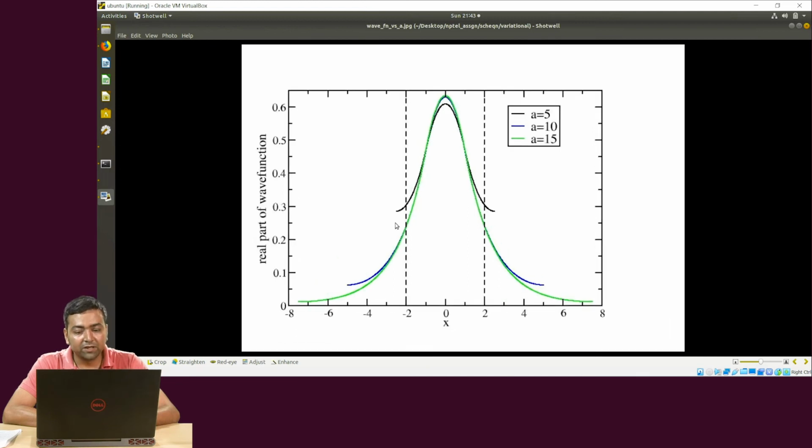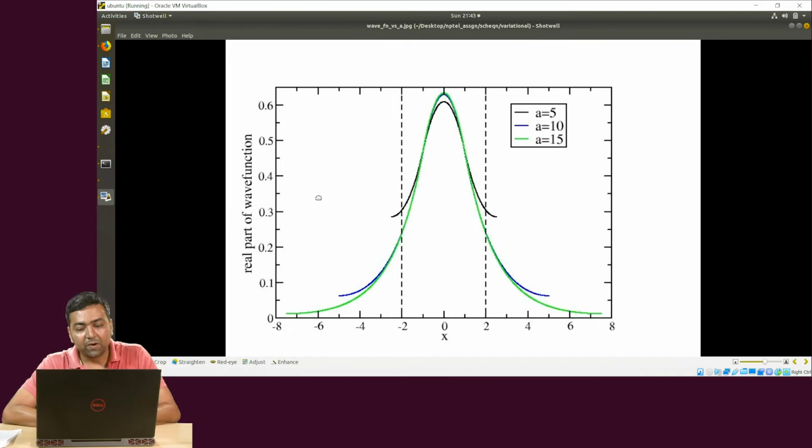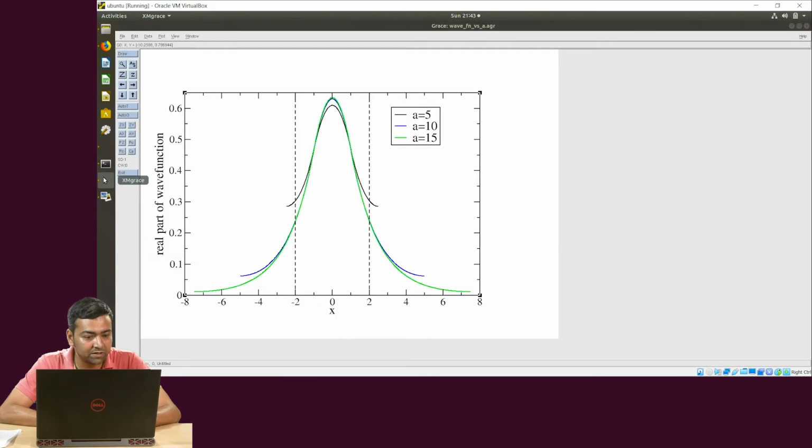So, here what I have plotted in this figure is the real part of the wave function for 3 values of a, as a function of x. Now, these vertical lines should be at x equals 1, because my total B is 2, and the potential is symmetric from minus B by 2 to plus B by 2. Let me see if I can correct it.